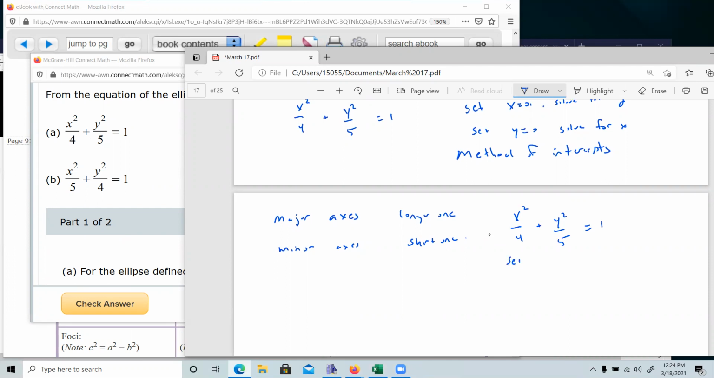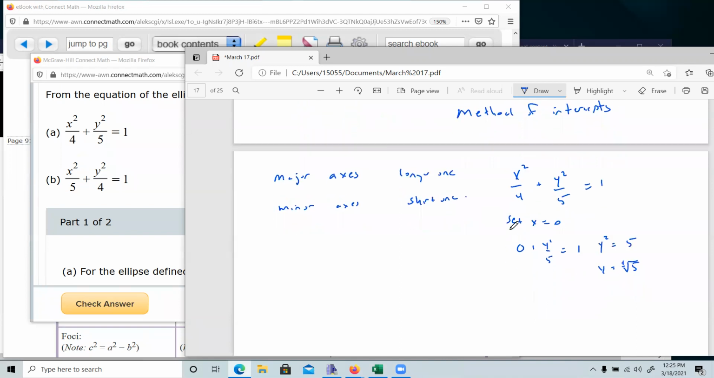Set x equal to 0. Then we get 0 plus y squared over 5 is equal to 1. Y squared is equal to 5. And how I'm going to graph my axes in the y direction is, x was 0, so we're going to go up here with the square root of 5. This is the point (0, root 5). And then we also have (0, negative root 5).